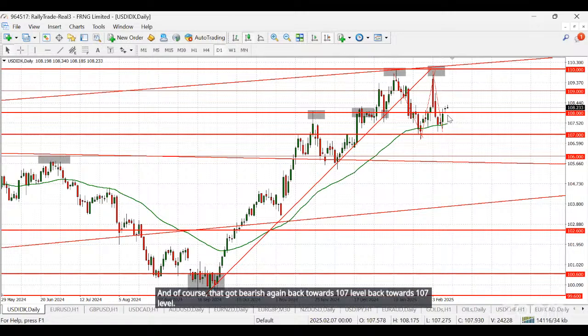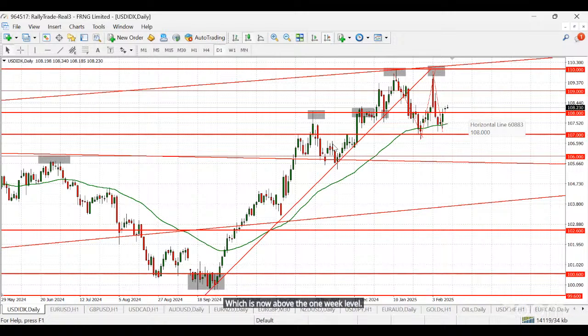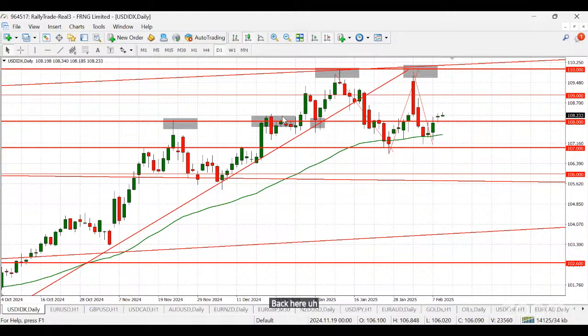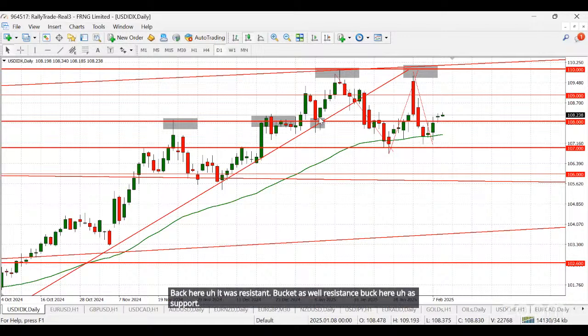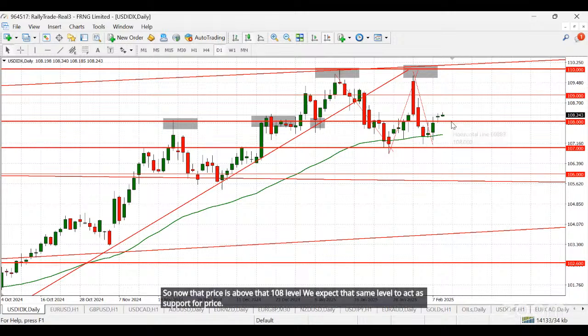And as it is right now, it's heading back to resistance. It's beginning to push higher towards that resistance. And currently, it is now above the 108 level. Now, that 108 level is significant because if you look back, you will see how price has reacted to that same level multiple times. Back here, it was resistance. Back here as well, resistance. Back here as support. So now that price is above that 108 level, we expect that same level to act as support for price.